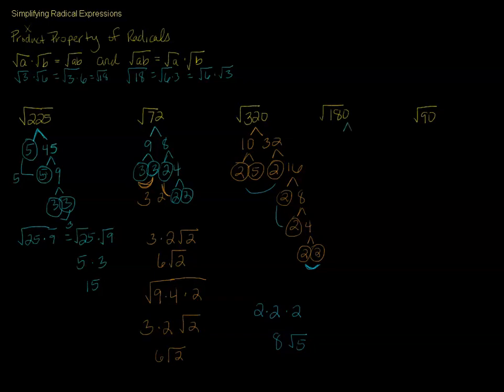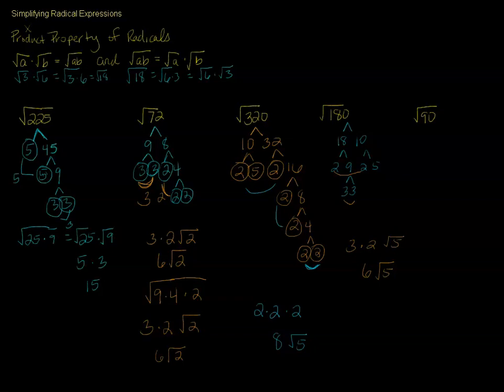All right, so again, it ends in 0, so we can do 18 and 10. All right, 2 and 9, 3 and 3, and 2 and 5. Okay, so let's look for pairs. So we have a pair of 3's. We have a pair of 2's. And again, we have a 5 left over. So that goes on the inside of the radical. So 6 times the square root of 5.